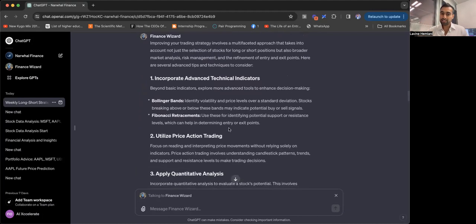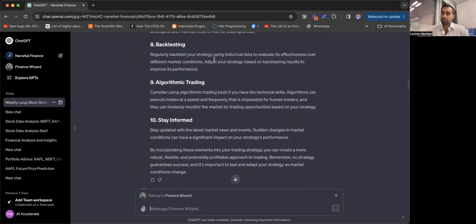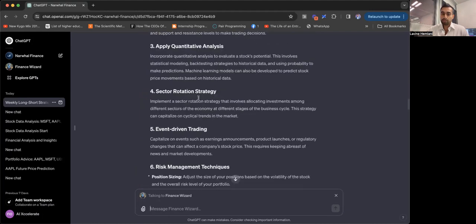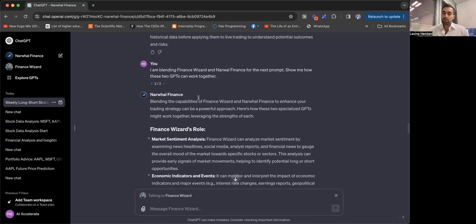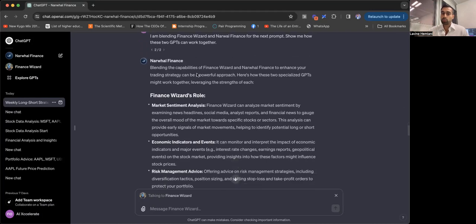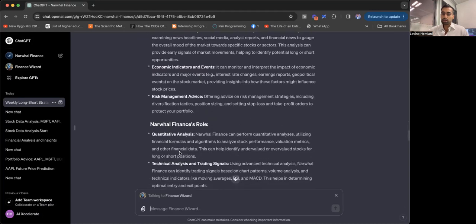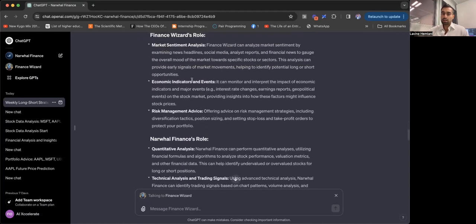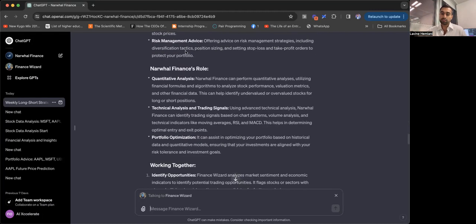So with Finance Wizard, it's got advanced technical indicators, which is different to some of the indicators that are proposed earlier. When I'm able to understand that both these GPTs have their own strengths and weaknesses, I asked it, let me blend the two together, right? Show me how these two GPTs can work together. So with Narwhal Finance, I was able to see more quantitative analysis. And then with Finance Wizard, I can see more market sentiment analysis. Again, this is very, very cool because these things are public, they're free, they're open, and you could use them right now for your own personal analysis.